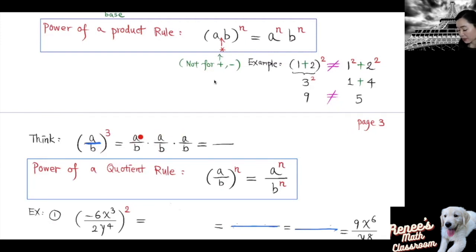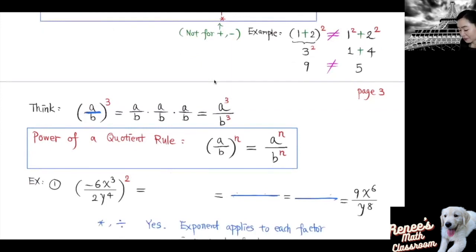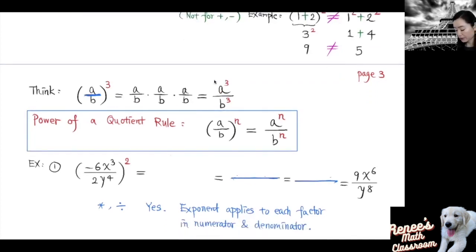Now we can multiply across, right? A times A times A gives you A cubed. Down here, B times B times B gives you B cubed. So notice that when you have division over here, this power also applies to the numerator and the denominator. You can just apply it to get A cubed and B cubed, and the A stays on top and the B stays down here. That's called the power of a quotient rule. So A over B, in parentheses, to the M power is A to the M power over B to the M power.